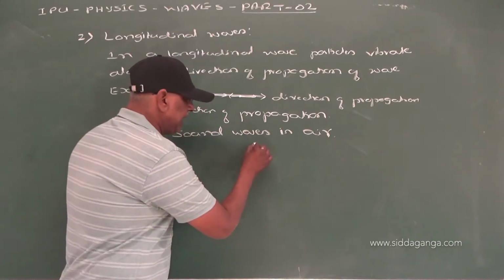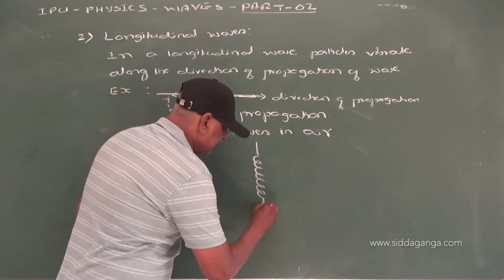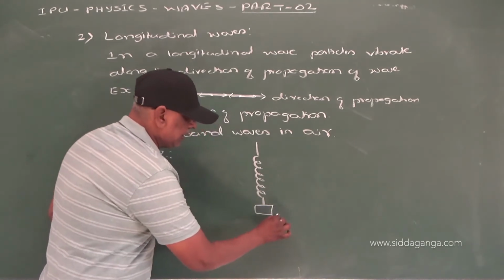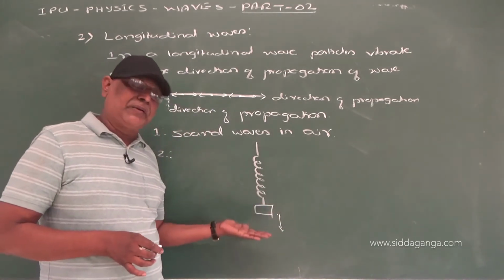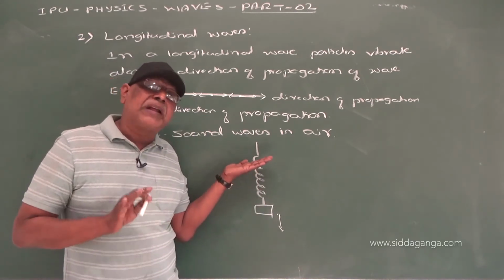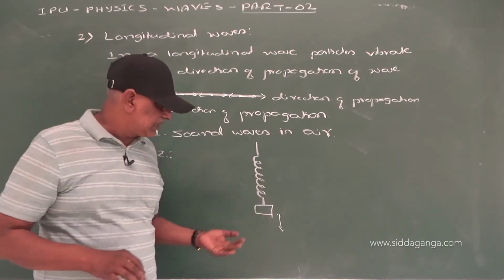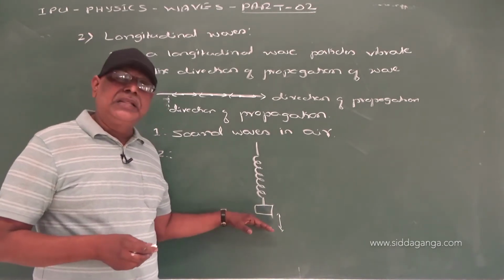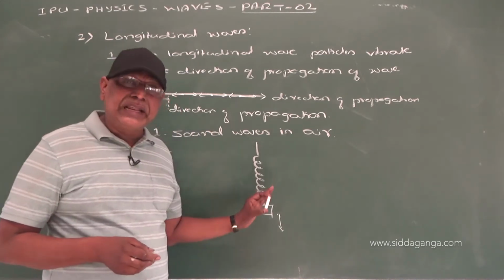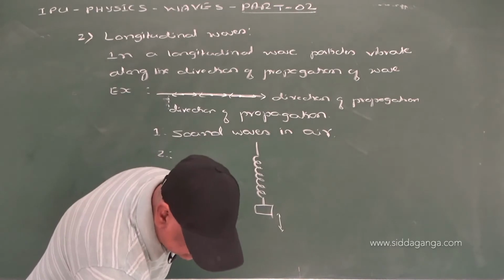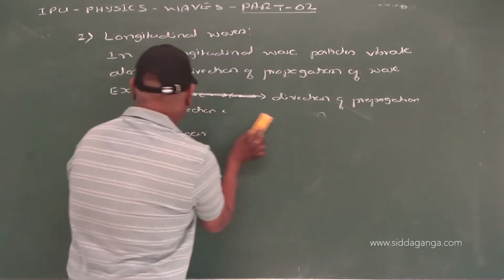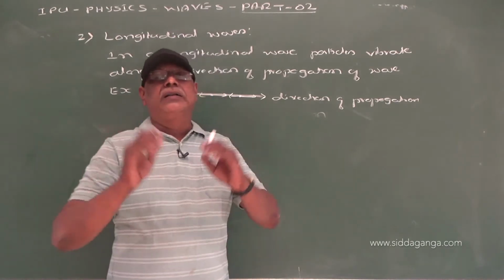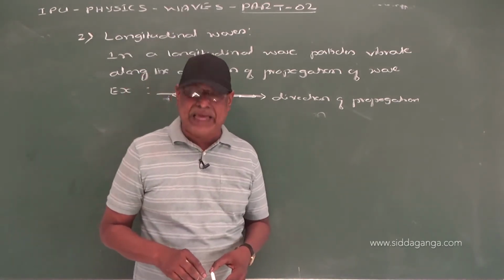Now, when we have a spring attached to a load, when the load is pulled down and released, the spring begins to vibrate. When the mass moves upward, the spring gets compressed. Pressure increases, volume decreases. When the mass comes down, the spring expands. That means the pressure decreases and volume increases here. Therefore, when a longitudinal wave propagates through a medium, there is a vibration along the direction of propagation, or parallel to the direction of propagation.